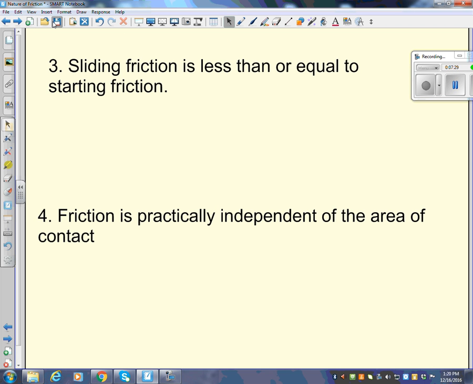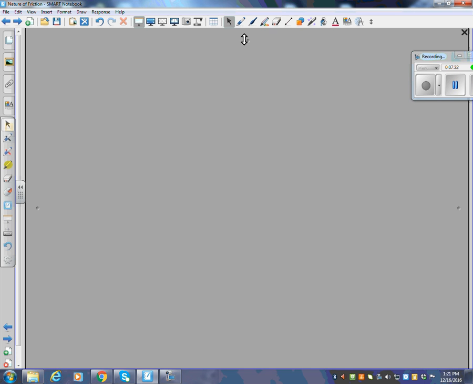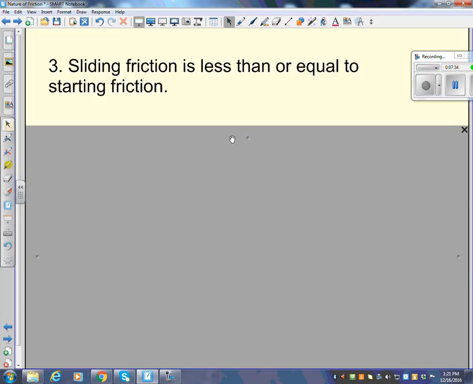I think you guys know, I wrote this on the previous one, where I said kinetic is less than static. So same idea here. Sliding friction is less than or equal to starting friction. So again, sliding friction, that's kinetic. You got this already. Kinetic is less than static. It always is more friction at the start.